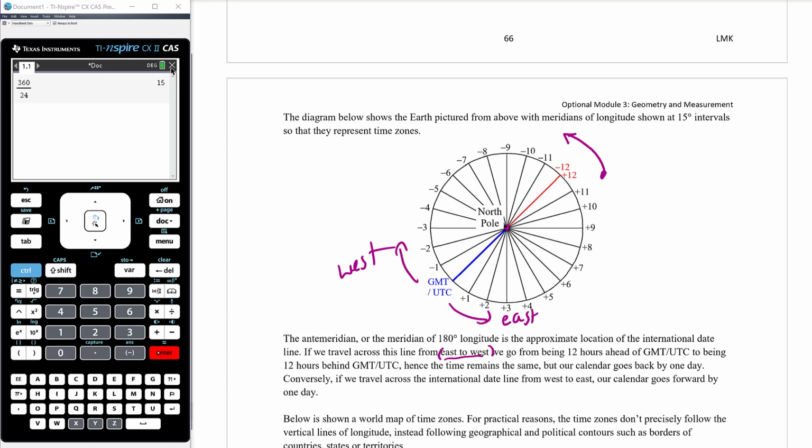That should really say if we travel across this line from the eastern hemisphere to the western hemisphere, we go from being 12 hours ahead, which is what's happening here, to 12 hours behind, which is what's happening here. And so when we do that, we're going to lose a day. Okay, so the time remains the same, but the calendar goes back by 1 day. Okay, so if we go in that direction.